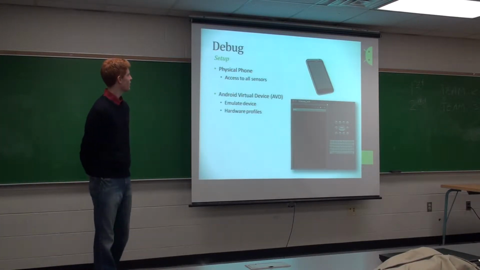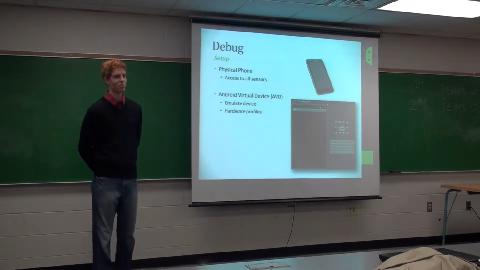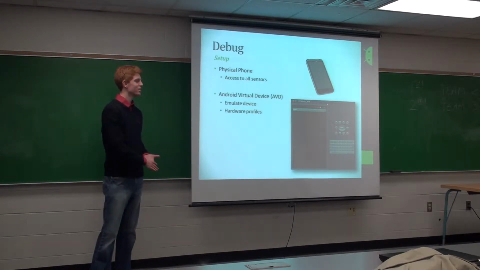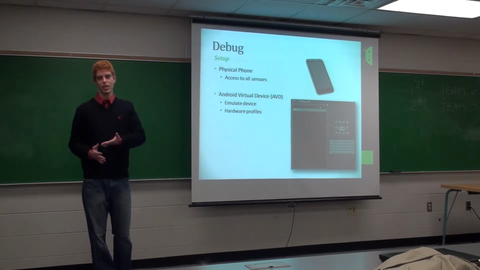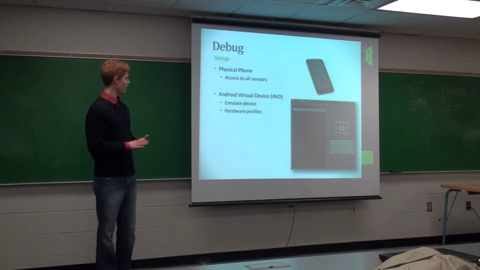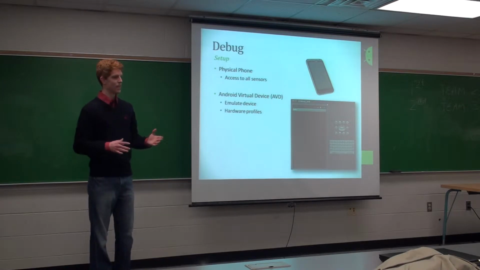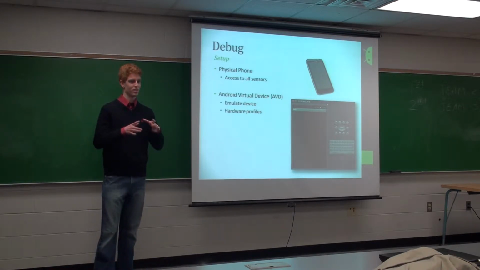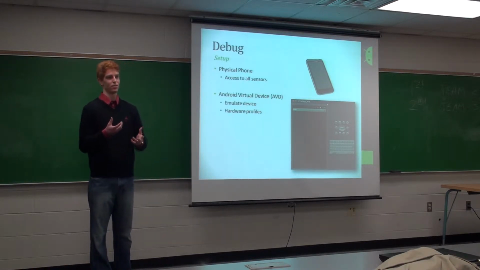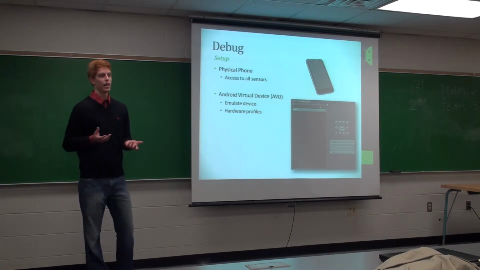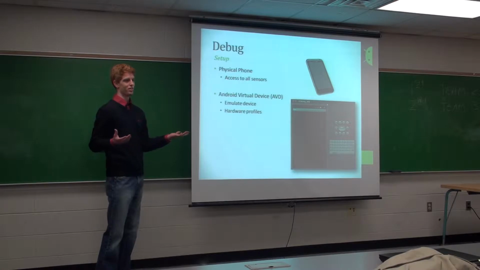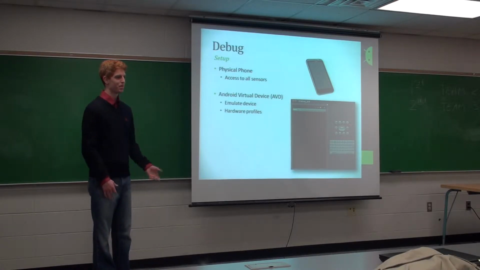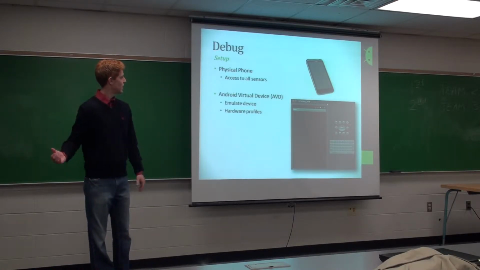So once you develop the code, you're going to want to test it somewhere. You're going to want to test it either on a physical device, your phone, or an Android virtual device. The physical phone has access to all the sensors. You can mess with the accelerometer, you can walk around and test it, see if your program works for that. And the Android virtual device, not so much. You can't walk around with a computer with the accelerometer in it. It's a virtual phone.